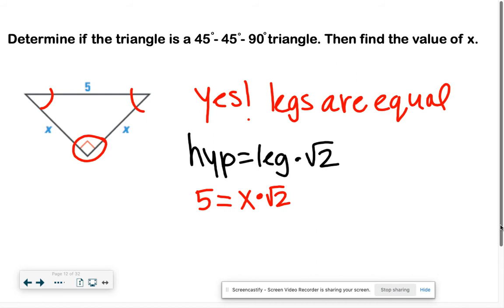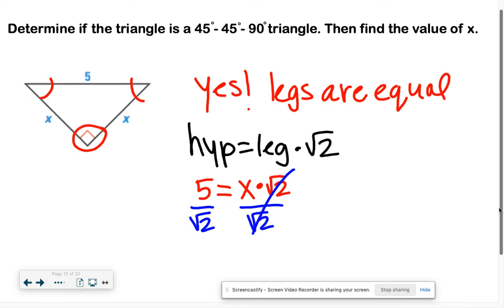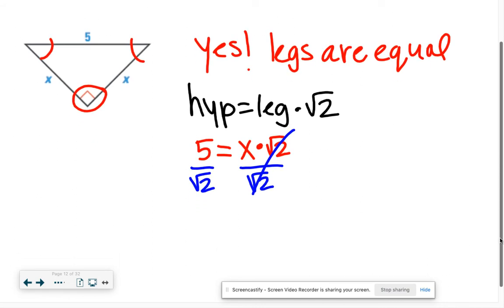How do you undo times by something? Divide. So we can divide by square root of 2. Divide the same way on the other side as well. Yep, so now those will cancel over here. And now it's just calculator work. What's 5 divided by square root of 2 in your calculator? It's gonna be a decimal, that's okay.